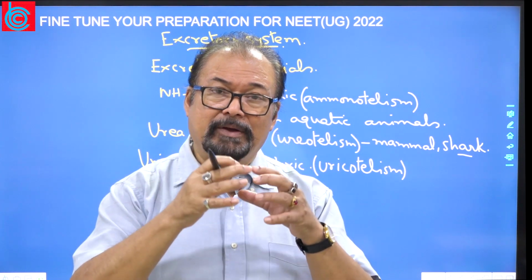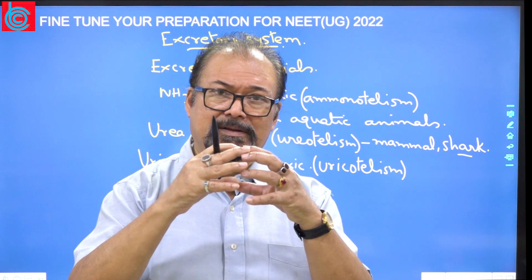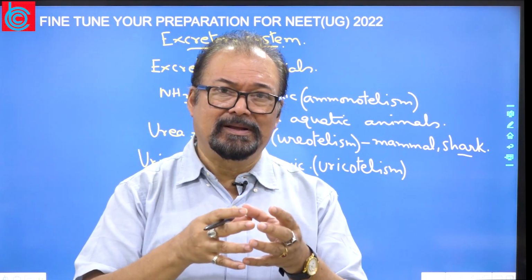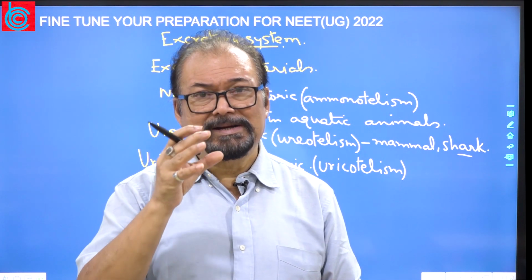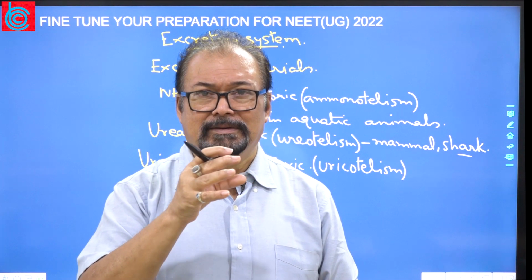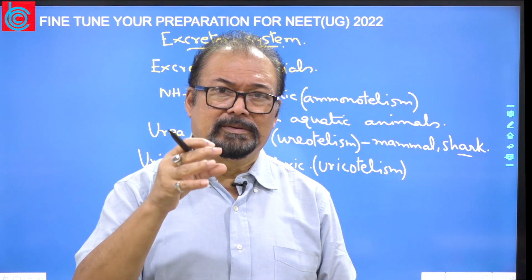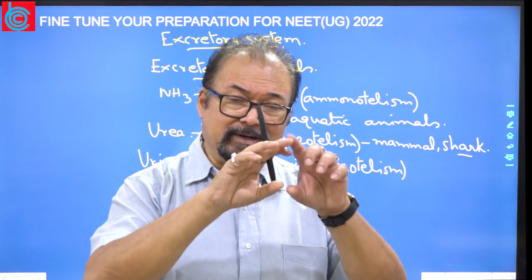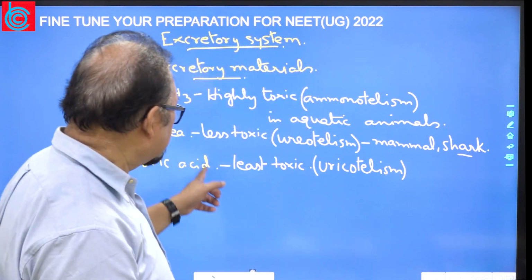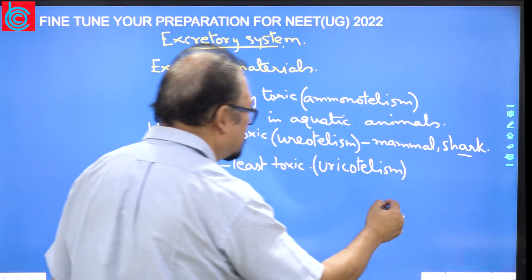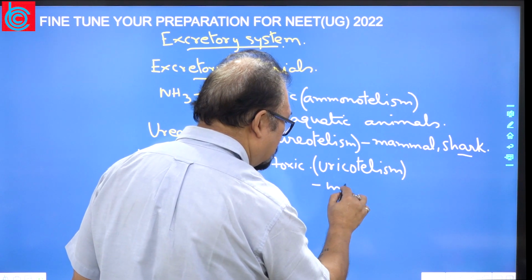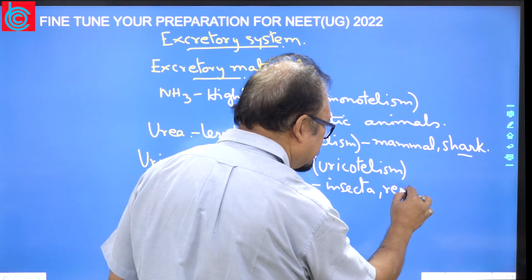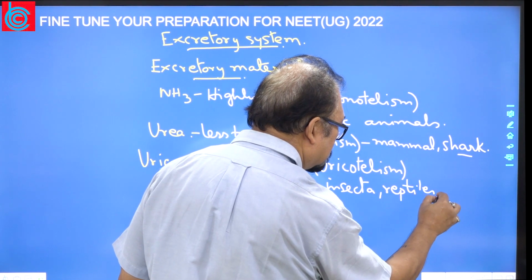When an embryo is developing inside the eggshell, it cannot eliminate the excretory material that is retained inside the shell. So, shelled eggs having the embryo are uricotelic because that uric acid can be stored inside the shell. So, the examples of uricotelism are insecta, reptiles, birds.